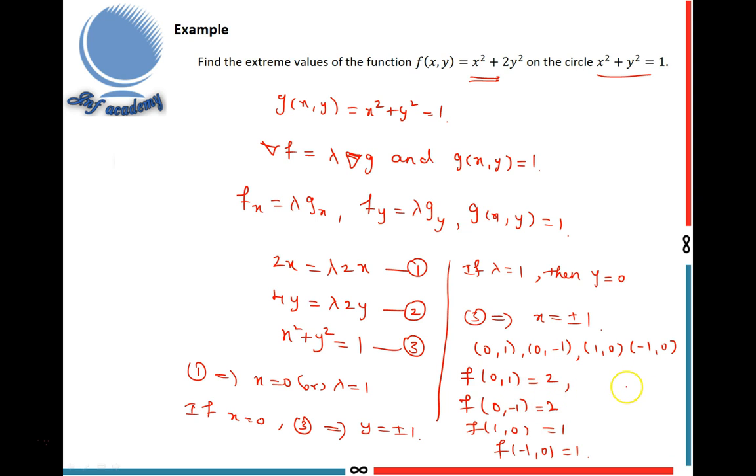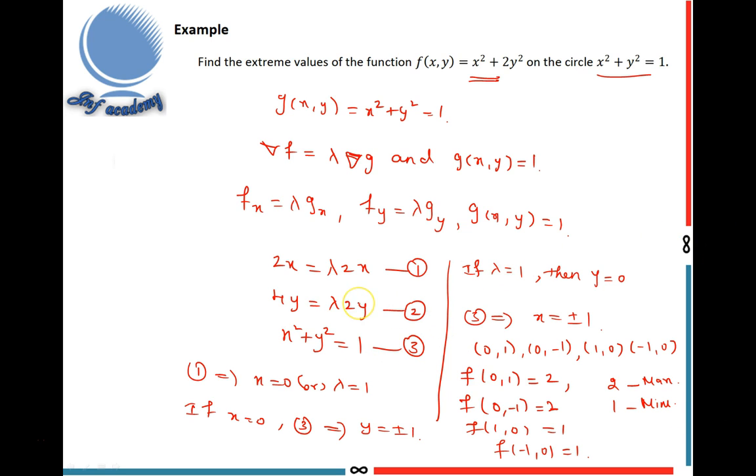Therefore, the maximum value of f on the circle x square plus y square equal to 1 is 2, and the minimum value is 1. The maximum value occurs at the points 0, plus or minus 1. The minimum value occurs at the points plus or minus 1, 0. This is one example of how to use the Lagrange multipliers method for finding extreme values of functions of 2 variables and 3 variables.